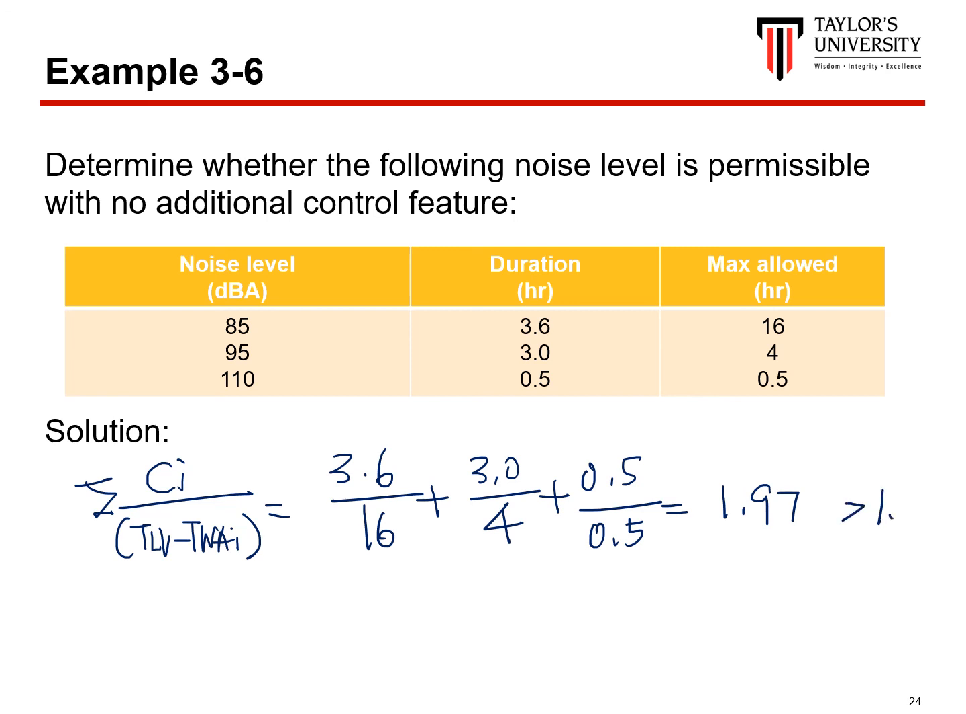which we can see that this level is more than 1.0. In this case, since it's more than 1.0, the employees in this environment are immediately required to wear ear protection. On a longer term basis, a noise reduction control method should be developed for the specific piece of equipment with excessive noise level.